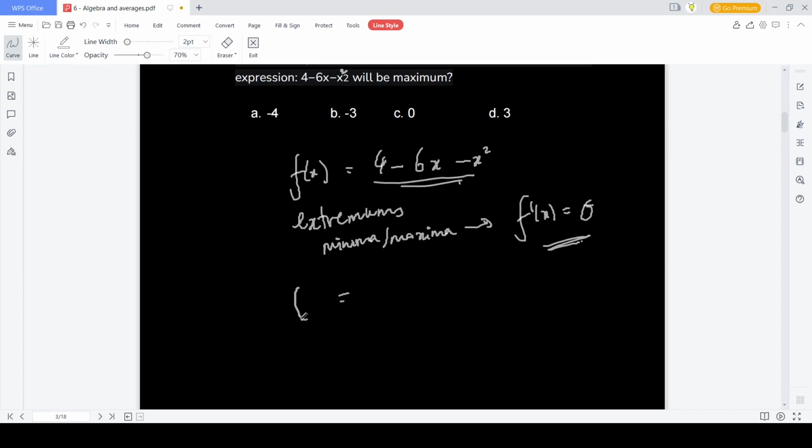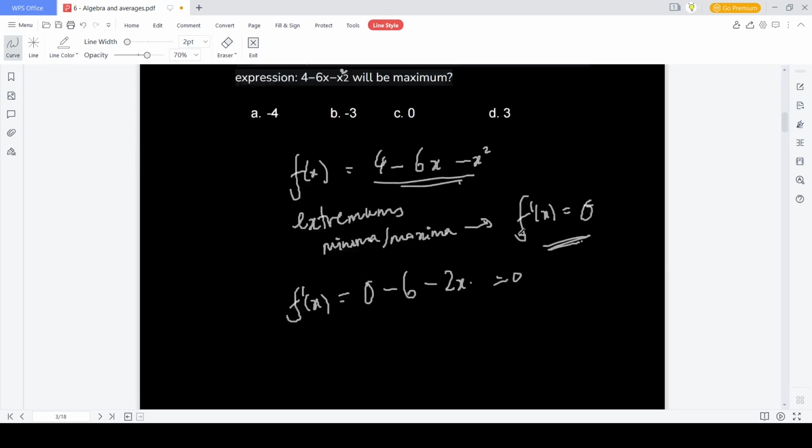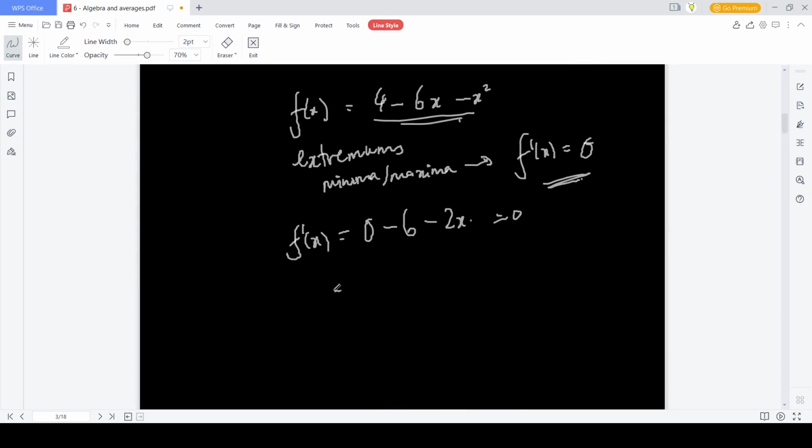So when you differentiate, f dash of x is equal to nothing but constant. When you differentiate a constant, it comes as 0. 0 minus 6 times the differential of x, which is 1, so minus 6, minus the differential of x square, which is nothing but 2x. This has to come as 0 for extremums to happen. If you take this to the other side, you get 2x is equal to minus 6, x is equal to minus 3. So the maximum will occur at minus 3.